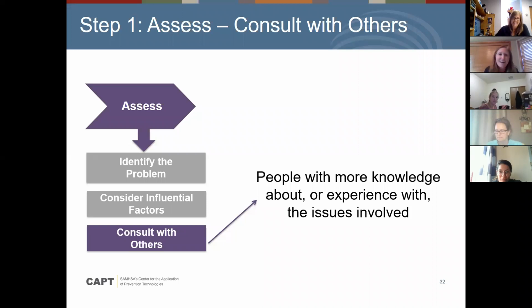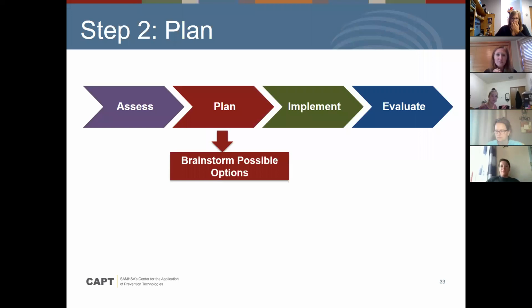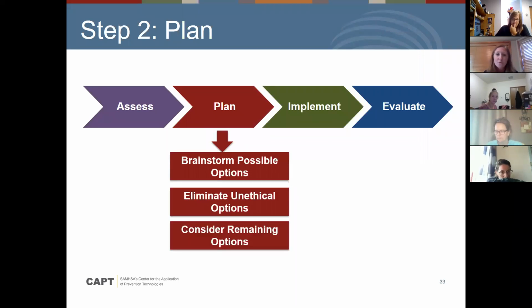So, all right. We've assessed all those different things: what's our problem, what's influencing that, and who can we consult with? Now we need to plan for what we want to do. So we're going to brainstorm possible options. At this point when we're brainstorming, we're not asking whether something is unethical or ethical. We're just laying out all the possible options. Then we're going to eliminate those unethical options, and then consider the remaining options. Once we've eliminated the unethical ones, we're going to look at the pros and cons of the remaining options.